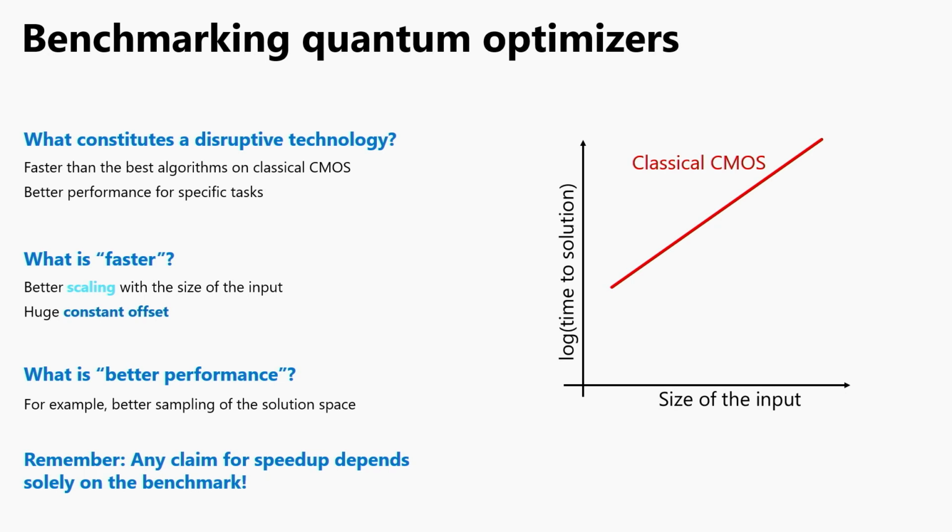So faster, which is the ideal case, can mean that you get a better scaling. In other words, the slope of this curve is slightly more flat. But faster can also mean a huge constant offset. If this is 1 billion, then it's definitely worth it, even though the same scaling exists. What is better performance? Well, for example, does it give you a more varied pool of solutions? This would help you in adding additional constraints.